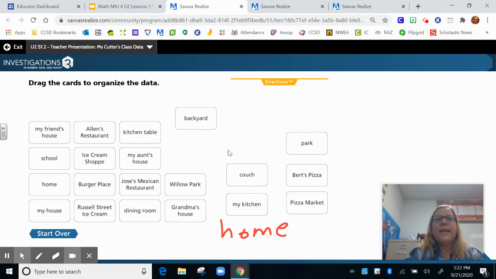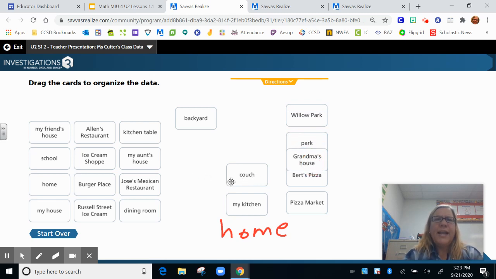The park is going to be outside of my home. Willow Park is outside my home. So you see I could move these around and group these into 2 different possibilities. Grandma's house is not at my home, so I have to put it over here. Okay, so right now I have 2 that are at my home and 5 that are not at home. So if I were to stop here, this is all the data I would have. I would say that Mrs. Cutter's class mostly likes to eat away from home and not at home. But I'd have to finish sorting the rest of these cards to figure out if that was true.